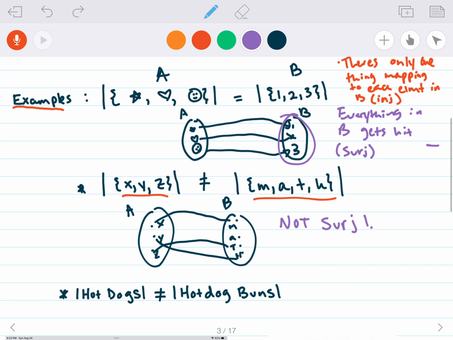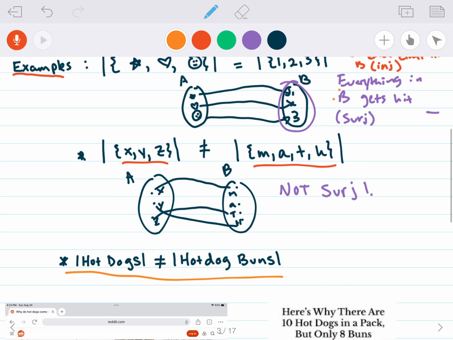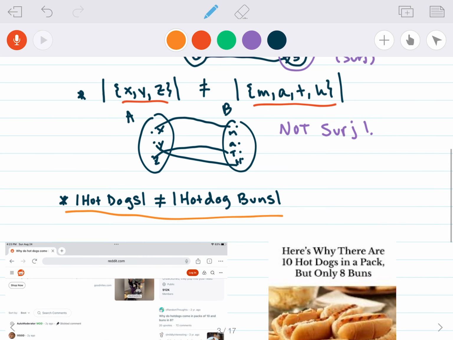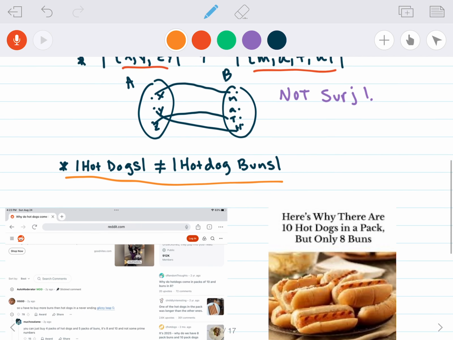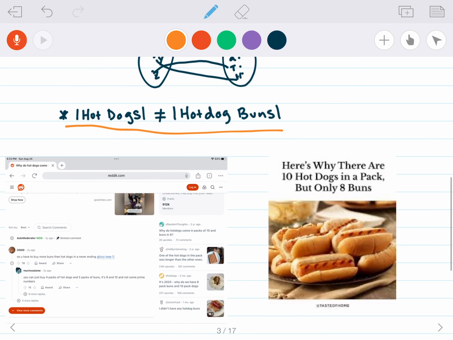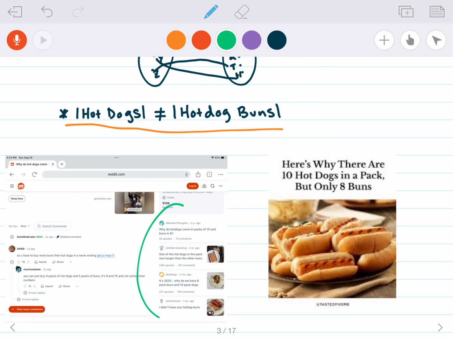Okay, here's something that I found on the internet that people are really riled up about. There's not a bijection between hot dogs and hot dog buns. I don't know if you guys knew this, but apparently in the standard pack of hot dogs, there's 10 hot dogs, but there's only 8 buns. Okay, and I kind of went down a rabbit hole here, but I mean, people are really talking about this, specifically on Reddit.